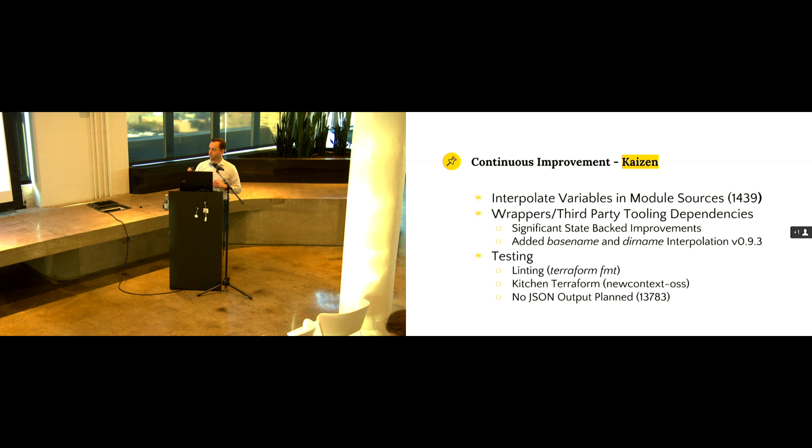So a couple improvements, some things that I like to work on or like to see is, of course, the interpolation of variables and modules and sources, which should allow us to specify just parameters when deploying, say, through like a Jenkins job or anything like that, instead of having to hard code them. The base name, dir name interpolation will be nice to remove that bash script dependency, and then using tools like Kitchen to test your code before actually deploying it.